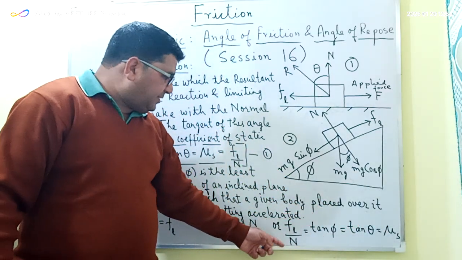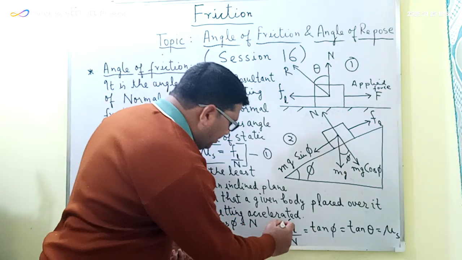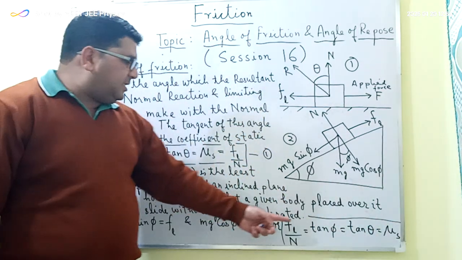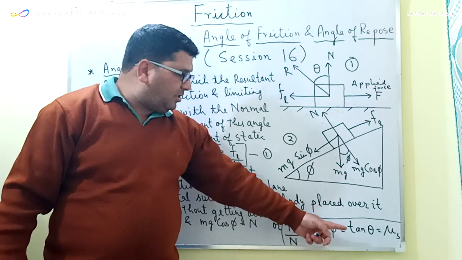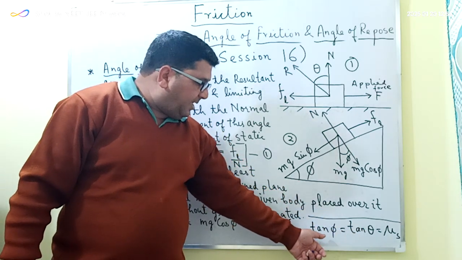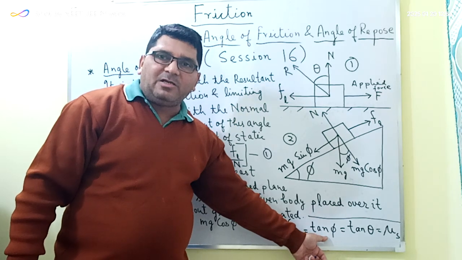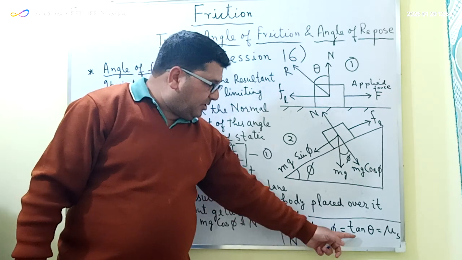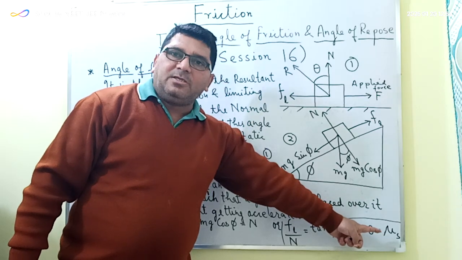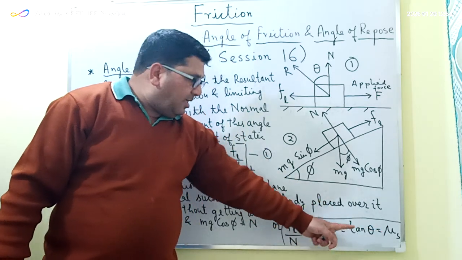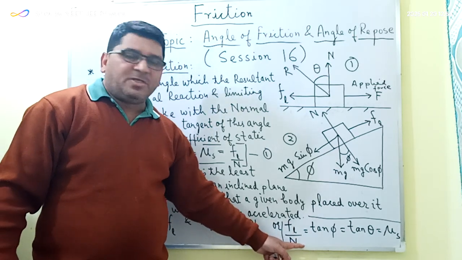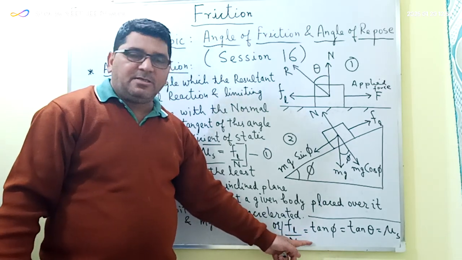So from this relation we can see that the angle of repose is equal to the angle of friction, and the tan of phi, that is the tan of the angle of repose, is equal to the tan of the angle of friction, and this is equal to the coefficient of static friction, and the coefficient of static friction is also equal to FL upon N. So this is also a very important relation.